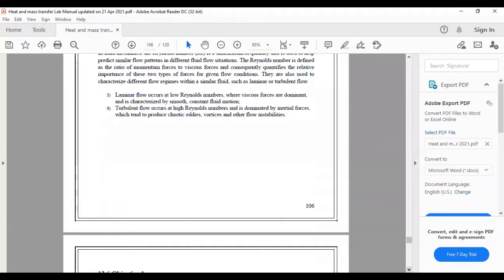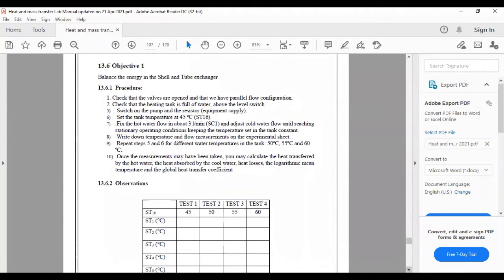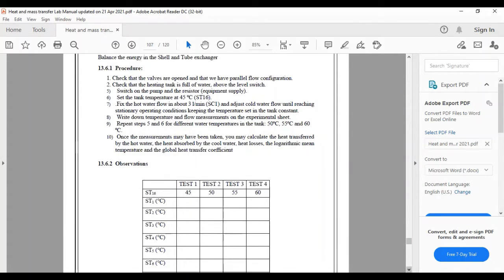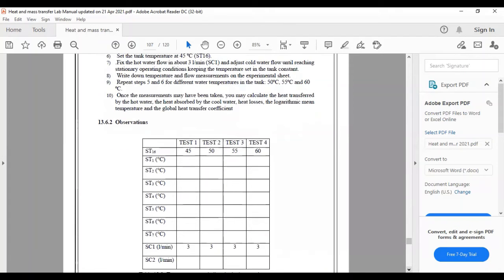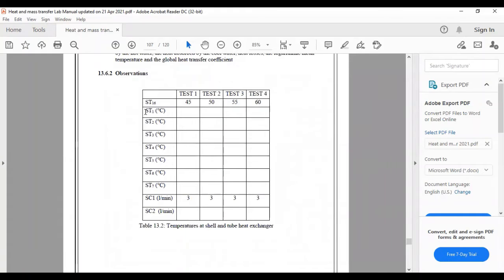Now I am moving towards my observation table, and then we will move towards the lab, and we will learn how to perform these experiments and how a shell and tube heat exchanger basically looks like. These are the different values we will measure from the experiment. These are the values of different temperatures. ST1 is for hot water, ST2 is also for hot water exit, and ST3, 4, 5, 6, 7 are all the temperature values for cold water flow at different stages.